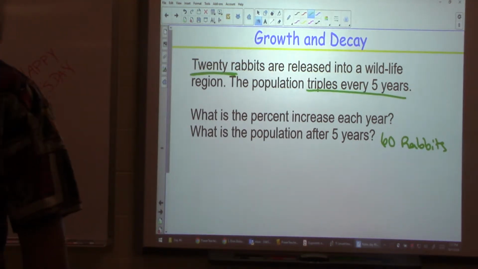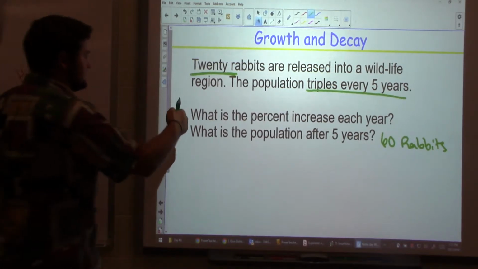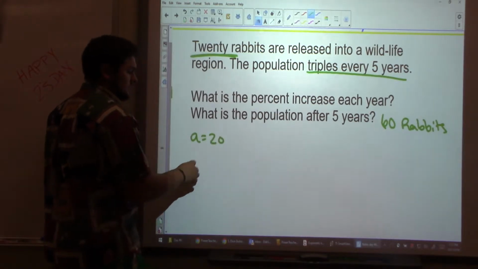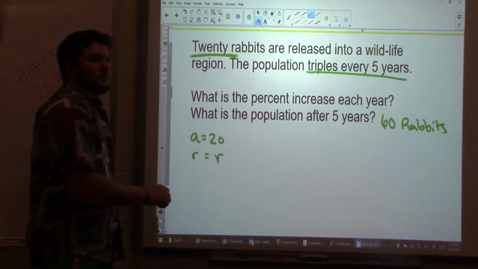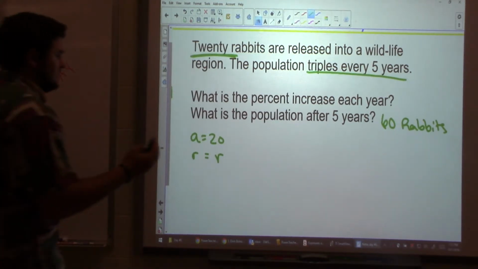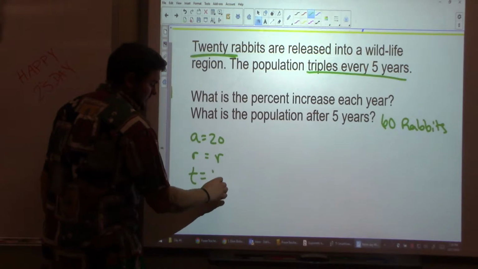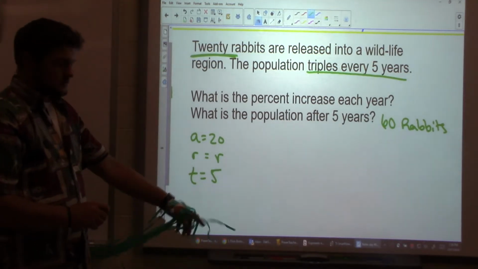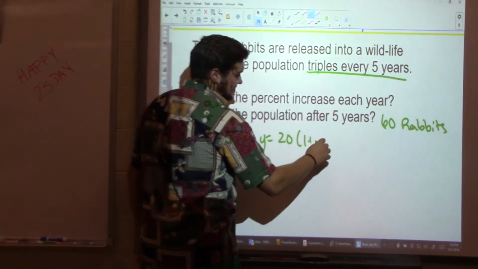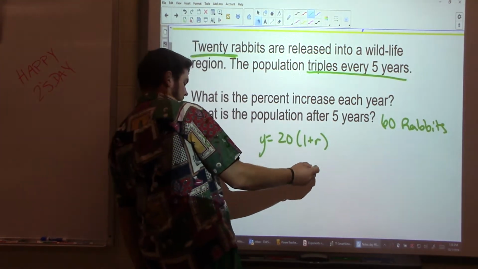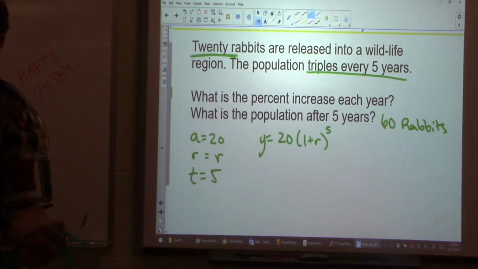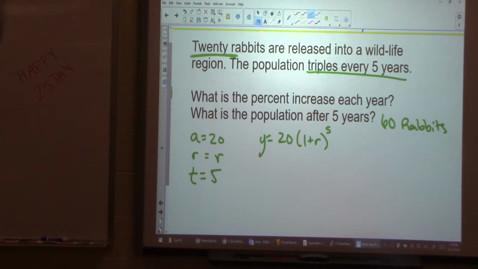All right. Well, let's take a look. Let's try and find the growth rate, the percent increase. I know my initial amount is 20. My rate, or my R, is what I'm looking for, so I'm going to leave it as a variable R. If you want to use X, you can. Not a big deal. My time, we said, was 5 years. Right, so if I write it out, y equals 20 times (1 plus r) to the 5th power. Oh, I have 2 variables in there. Can't solve it right now.